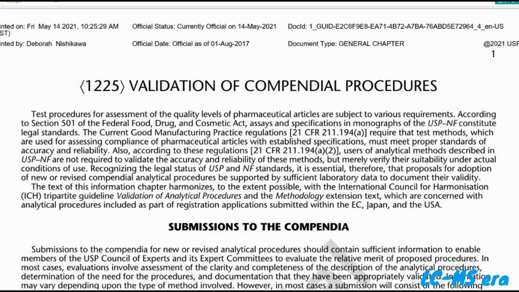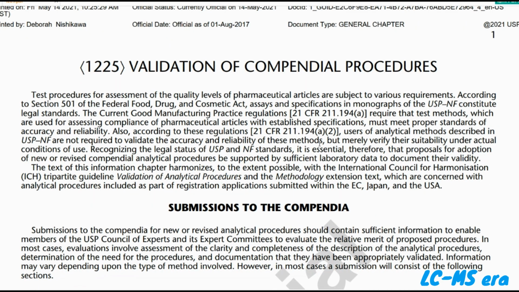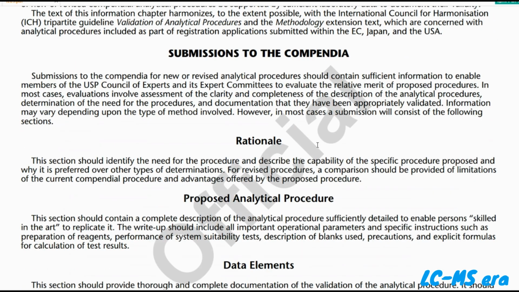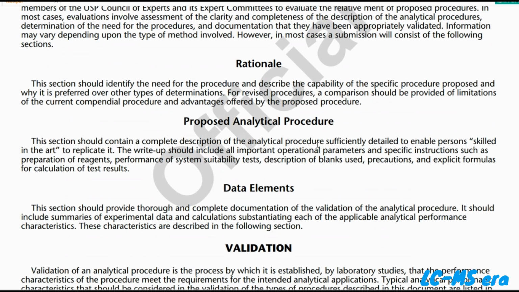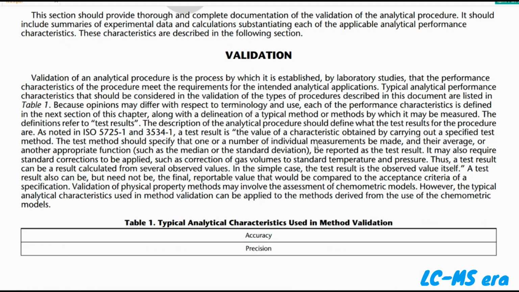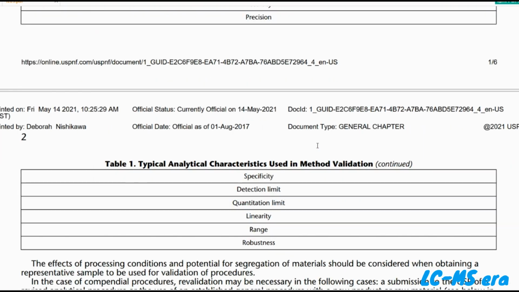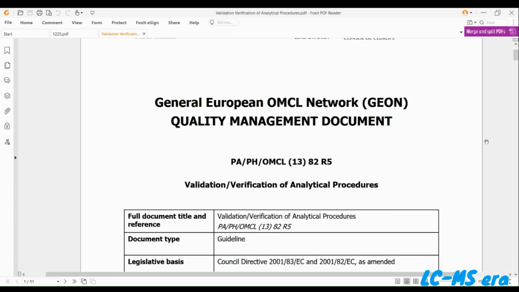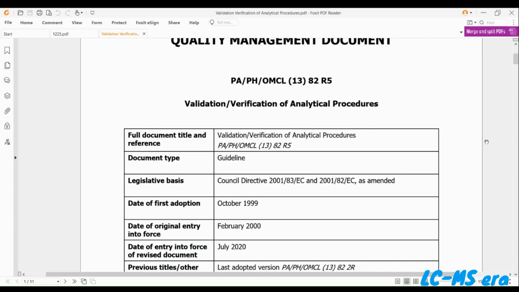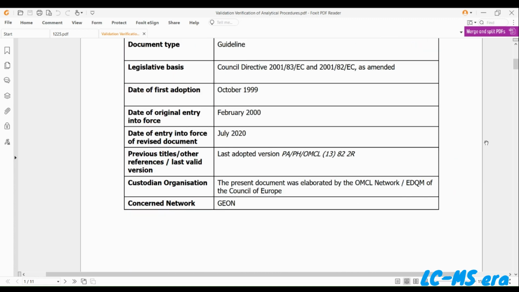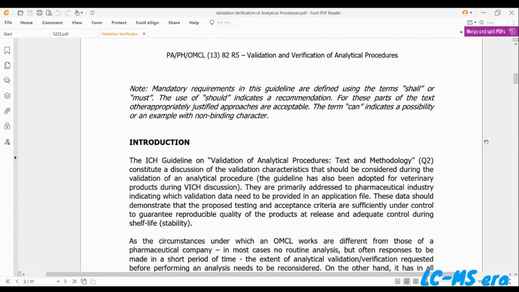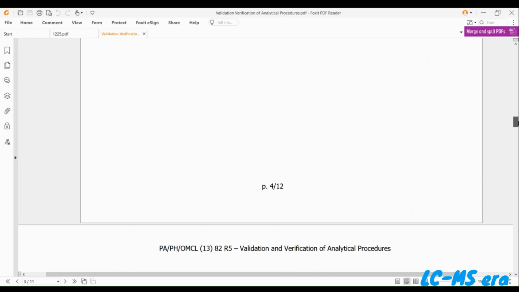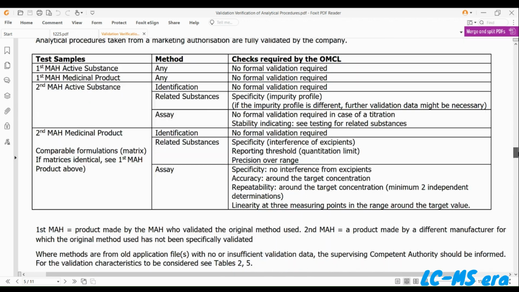Our first guideline is the United States Pharmacopoeia National Formulary, or USP-NF, General Chapter 1225 Validation of Compendial Procedures. This guideline outlines the necessary steps and considerations for validating analytical methods. Next up, we have the PA/PH/OMCL 1382 or 5, Validation/Verification of Analytical Procedures. This revised guideline, released in July 2020, offers valuable insights and recommendations for validating analytical procedures.